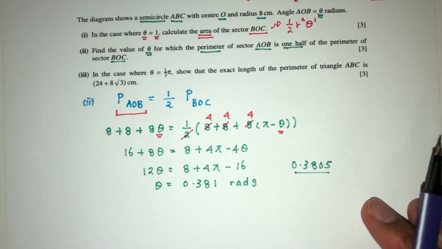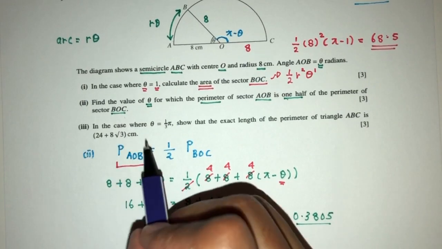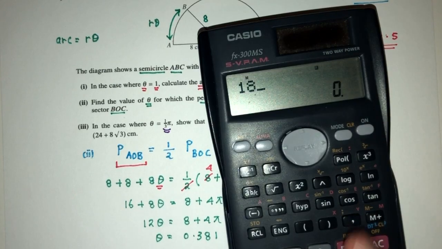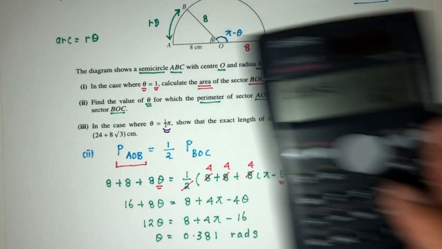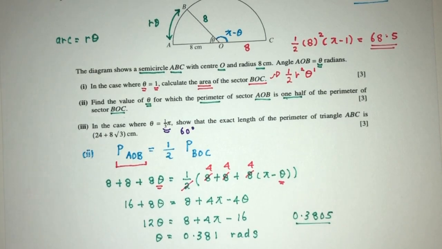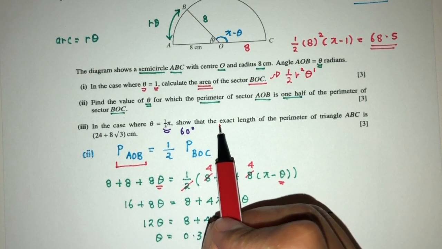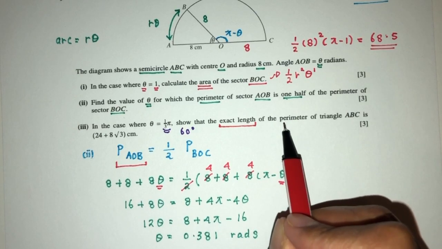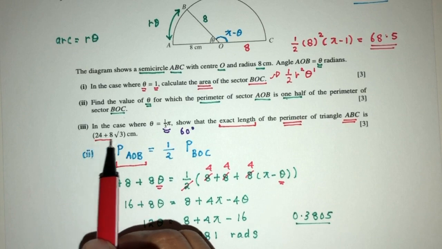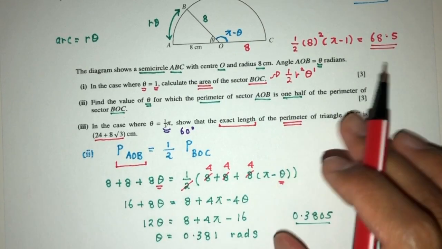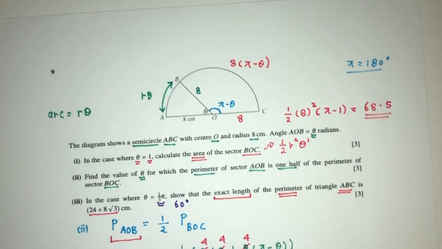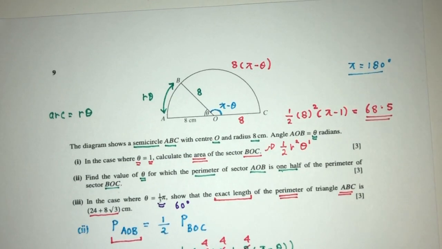Now for part 3, in the case where theta equals 1 over 3 pi, we know pi is 180, divided by 3, that will be 60 degrees. In the case where theta is 60 degrees, we have to show that the exact length of the perimeter of the triangle ABC is this. Now where is the triangle ABC? We have A, B, and C. So let's connect those points.